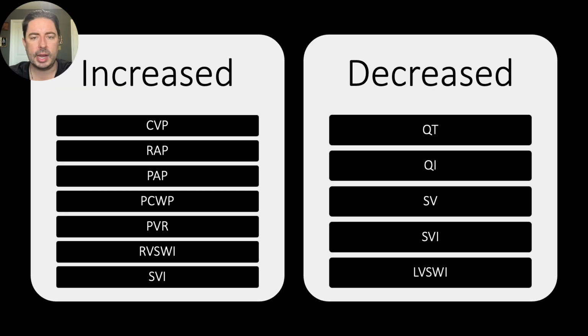When we look at the hemodynamics, everything on the right side of the heart is going to be increased. So from your pulmonary capillary wedge pressure, your SVR, your right ventricular stroke work index, and your stroke volume index, all of these are going to be increased. The right side of the heart is going to be increased. The left side of the heart is either going to be decreased or normal.